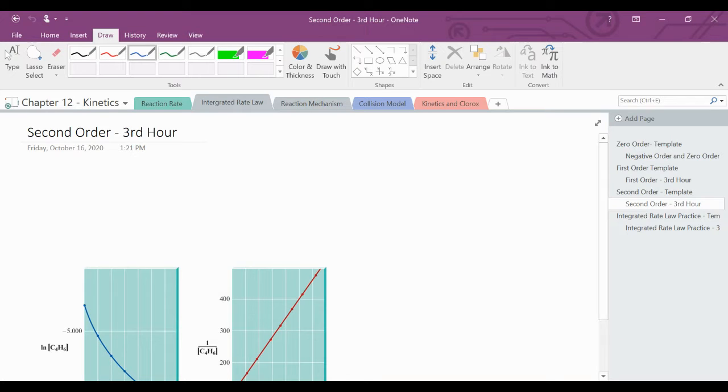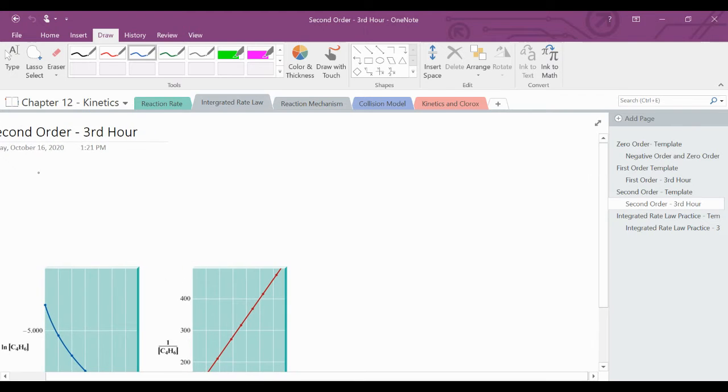Okay, the last rate law we need to talk about is second order. In second order, what we see is that when we double the concentration, the rate of the reaction actually quadruples.